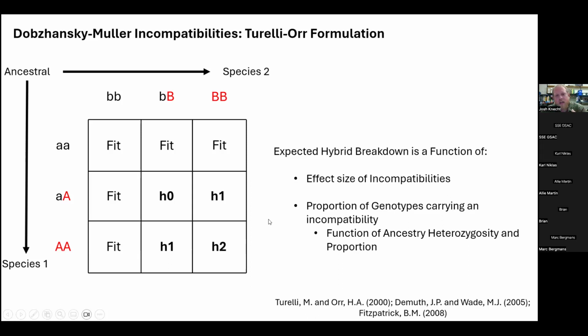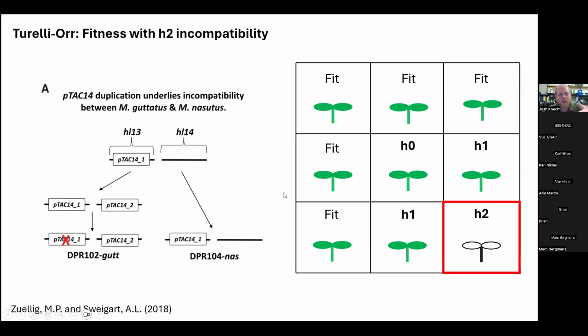So in order to estimate the fitness of a hybrid population, we need to know the proportion of these types of incompatibilities and the effect size of these incompatibilities. So thinking about how these might come about, here's a really cool example from monkey flowers that produce an H2 type of incompatibility. So this was found by Zuellig and Sweigart, where in Mimulus guttatus and Mimulus nasutus. So what happened is at this first locus, there was a gene duplication, and in guttatus, the original locus became non-functional, and there was never a duplication in nasutus.